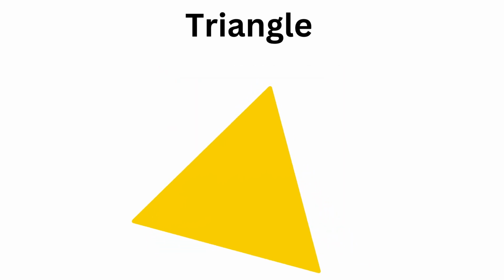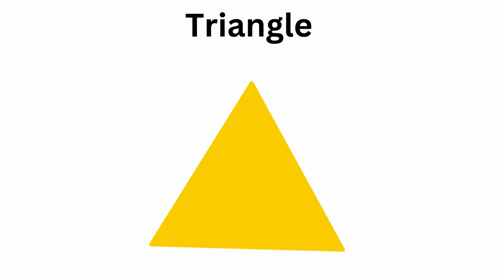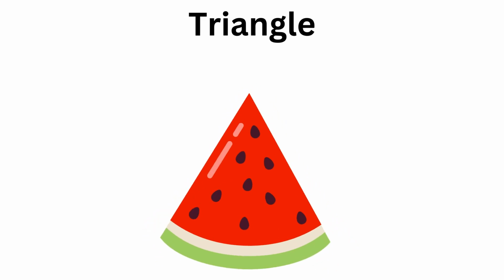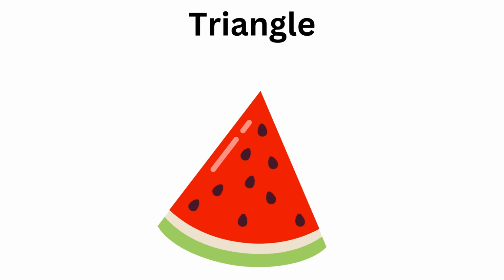This is a triangle. The shape is a triangle. What shape is it? Triangle. This is a triangle with three sharp sides, pointy at the top. Triangle.